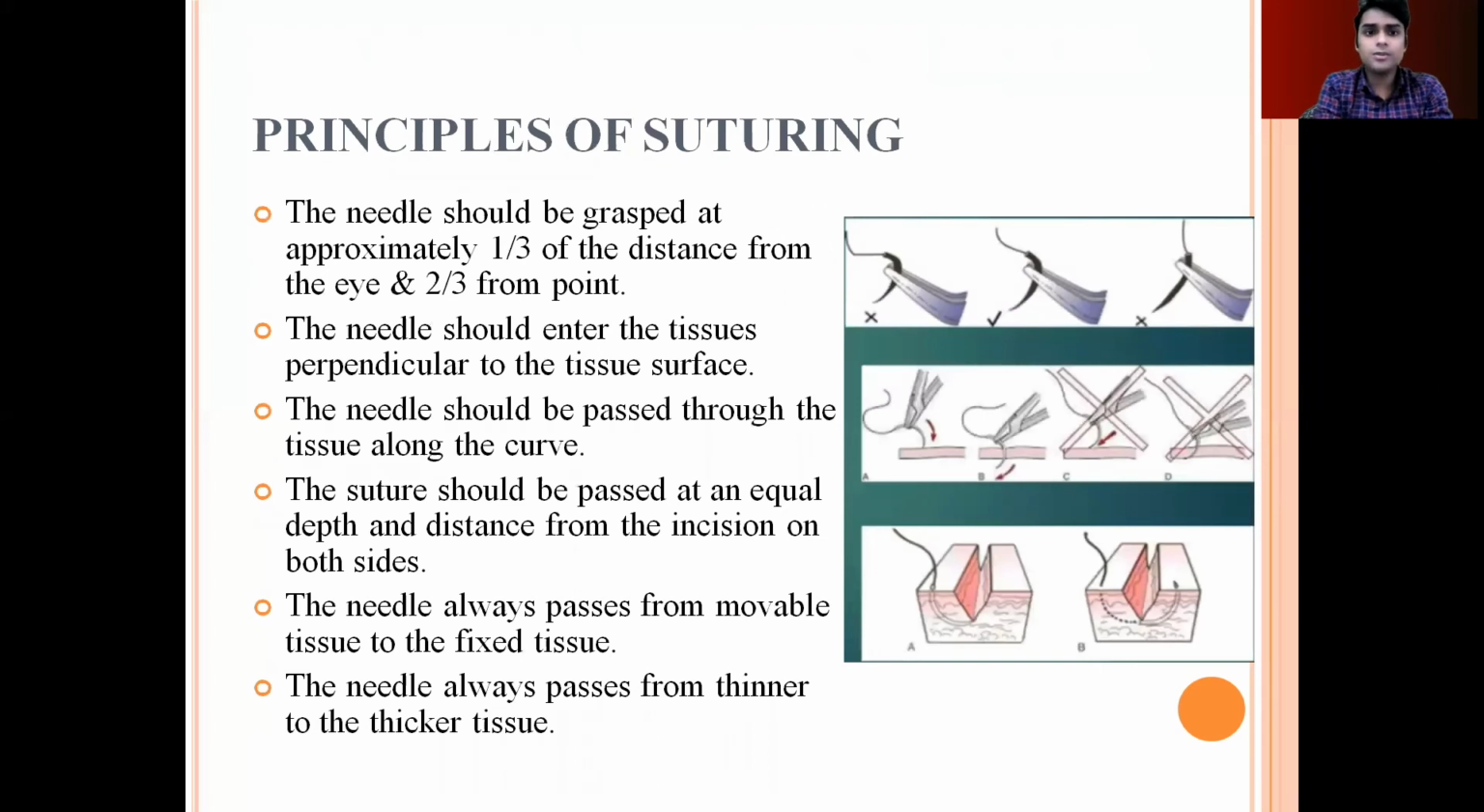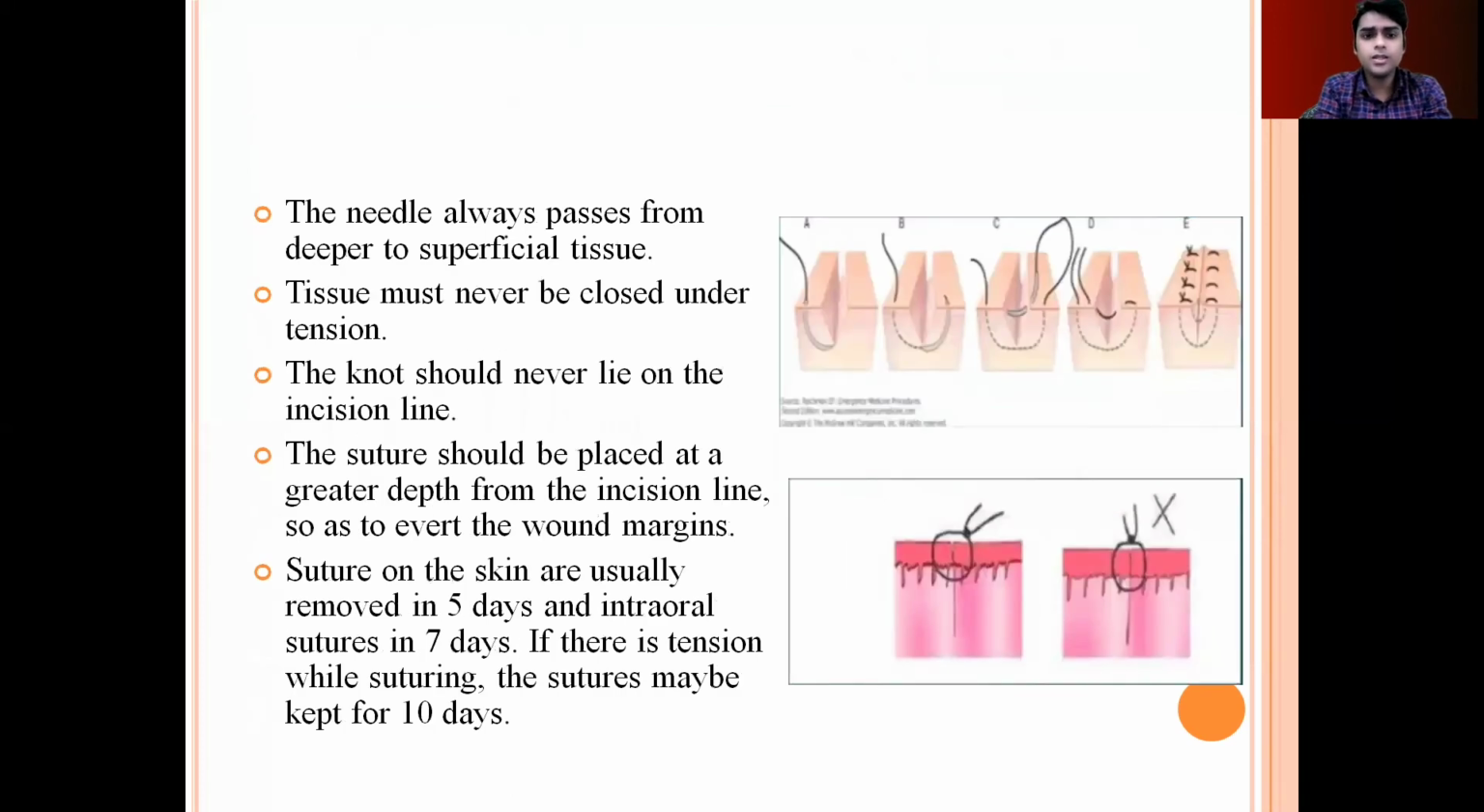Coming to the principles of suturing, the needle should be grasped at approximately 1/3 of the distance from the eye and 2/3 from the point. It should enter the tissue perpendicular to the tissue surface. It should be passed along the curve. The suture should be passed at an equal depth and distance from the incision on both sides. The needle should pass from movable to fixed tissue. The needle always passes from thinner to thicker tissue. The needle always passes from deeper to superficial tissue.